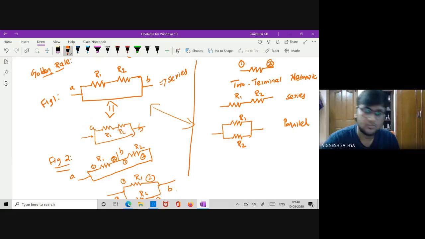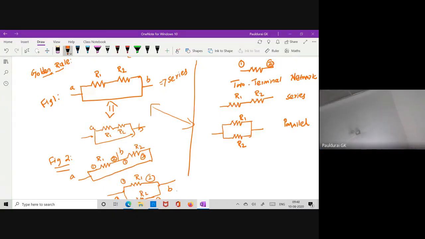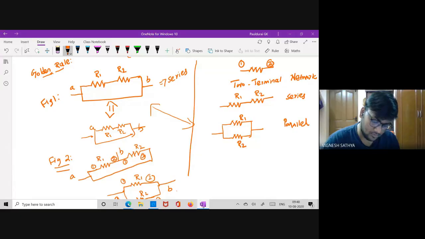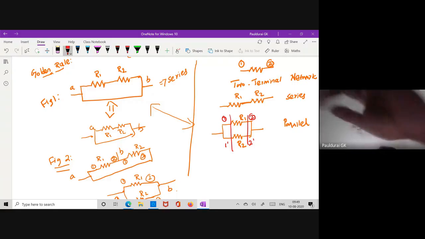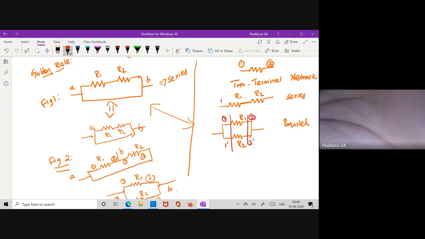Anyone? This is the first point. That is what I am trying to say. In a series connection, how many terminals are connected? Only one terminal, right? Can you understand? Yes, sir. But in parallel, both terminals are connected. This is terminal 1, this is terminal 2. Similarly here, take this as 1 dash, this as 2 dash. Both terminals are connected. That type of connection is called parallel. But here, with terminal 1 and terminal 2, 1 dash and 2 dash, only one terminal is connected.